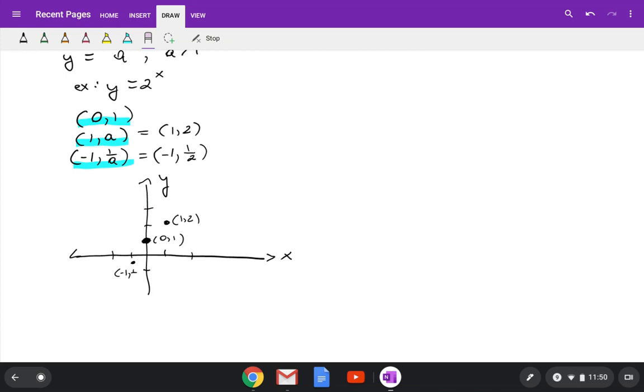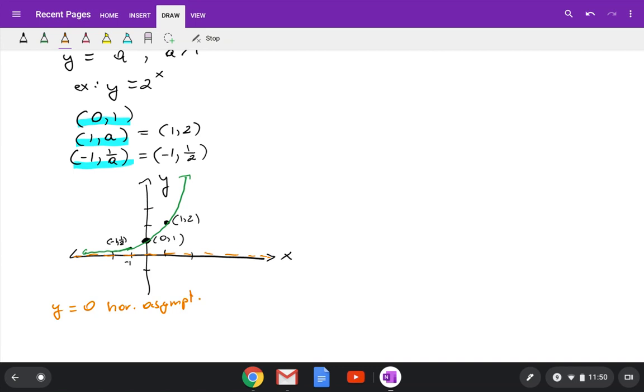And (negative 1, 1/2) right here. Okay, so exponential function. Hope you remember that an exponential function has horizontal asymptote y equals 0. So y equals 0 is the horizontal asymptote.